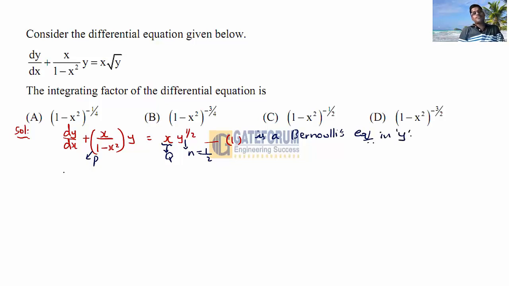So the next step to proceed to finding the integrating factor is that we should reduce this Bernoulli equation into a linear equation in y. Okay, so what is a linear equation in y? It is dy by dx plus p into y is equal to q. So that means we should eliminate the right side y term, that means dividing both sides by y power half.